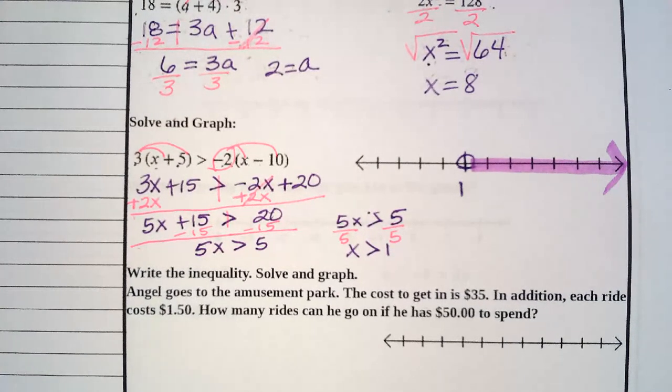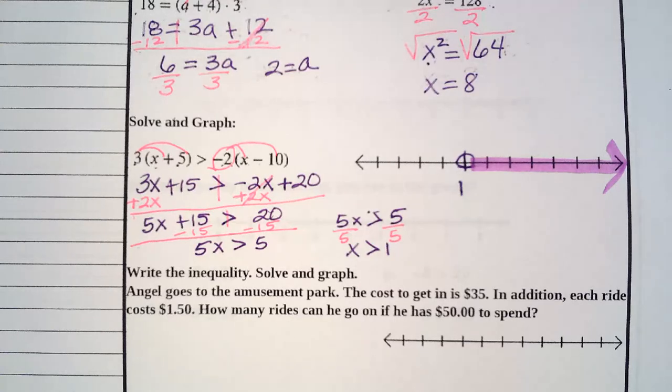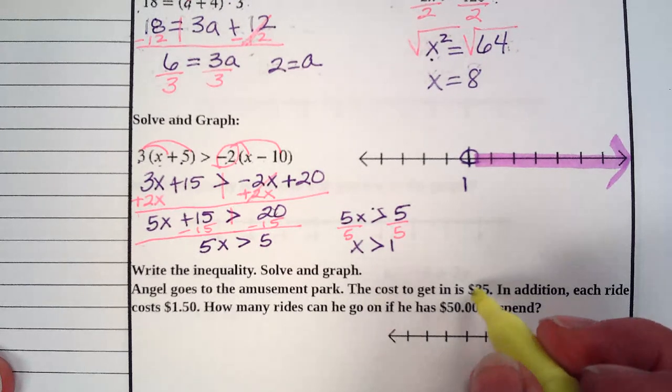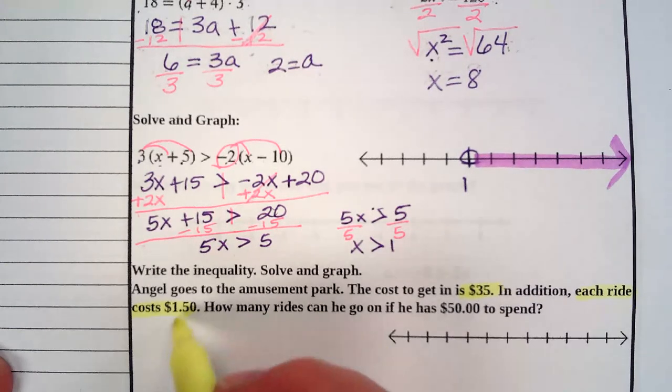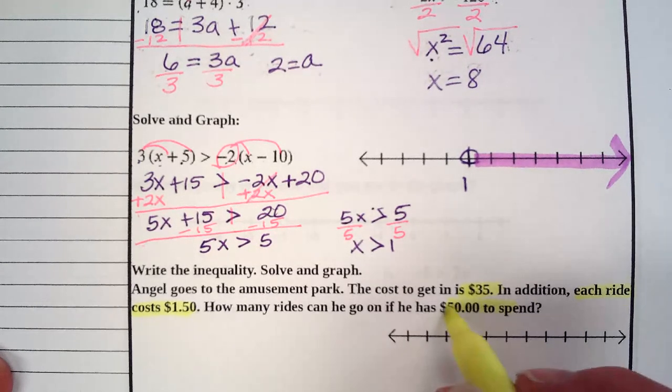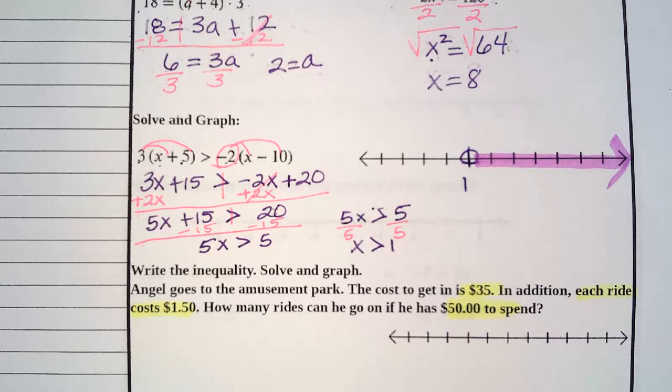Okay, write the inequality, solve, and graph. Angel goes to the amusement park. The cost to get in is $35. In addition, each ride costs $1.50. How many rides can he go on if he has $50 to spend? Highlight the important numbers. The cost to get in is $35. Each ride costs $1.50, and he has a total of $50 to spend.